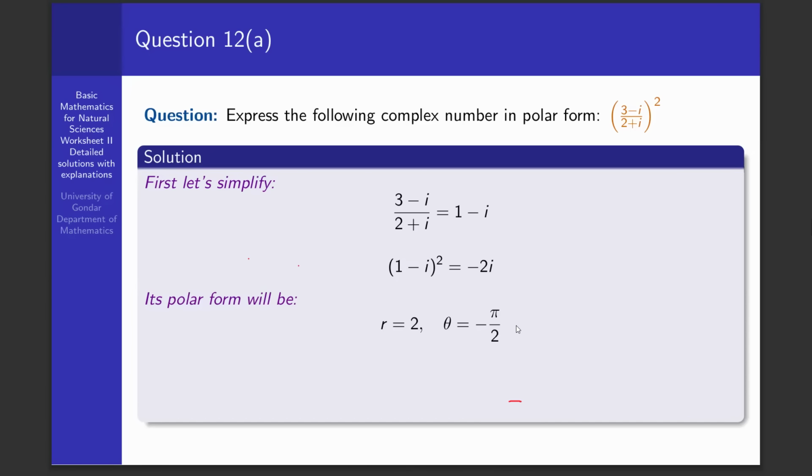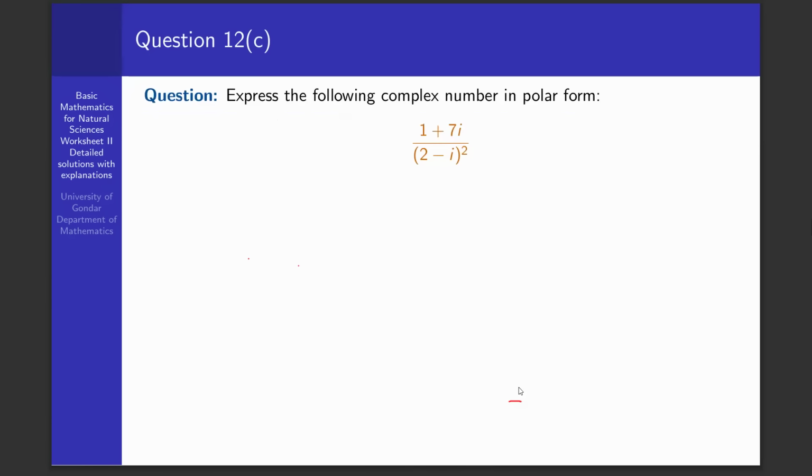Therefore, using this one, the polar form of the given complex number could be 2 times, that's simply r, cosine of negative pi over 2 plus i times sine of negative pi over 2. So that this is the polar form of the given complex number.